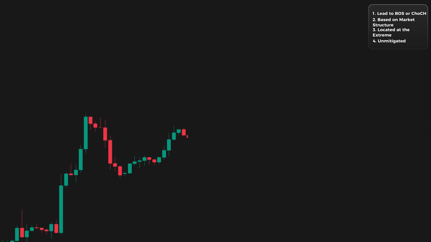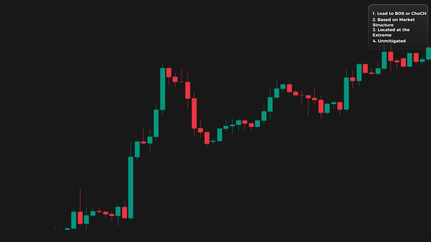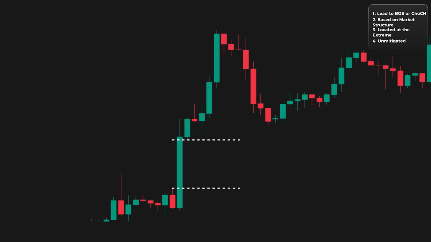Let's take a look at a real chart example. On the first one, this bullish impulse candle breaks structure to the upside, leaving behind a fair value gap in the subsequent candles. Moreover, it remains unmitigated and is positioned in the discount zone, aligning with the overall bullish market structure. Additionally, the fair value gap forms at a market extreme, increasing its probability of a strong reaction.